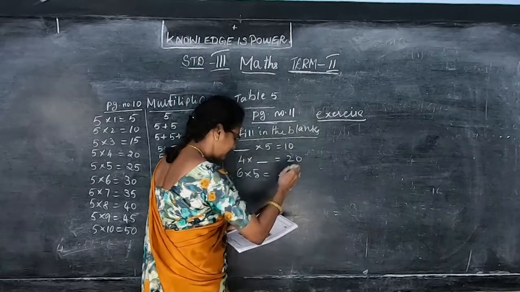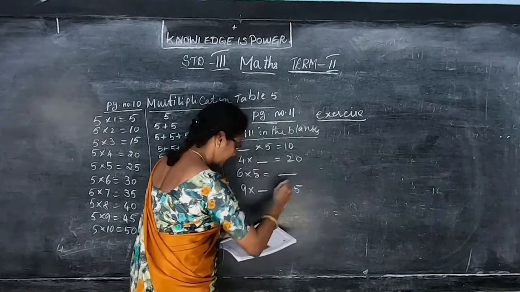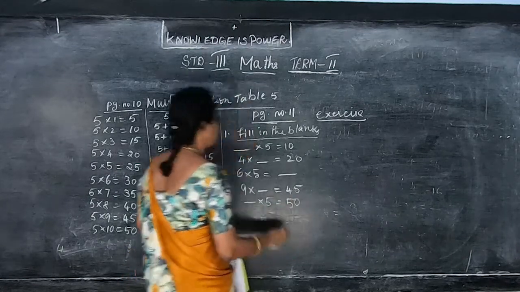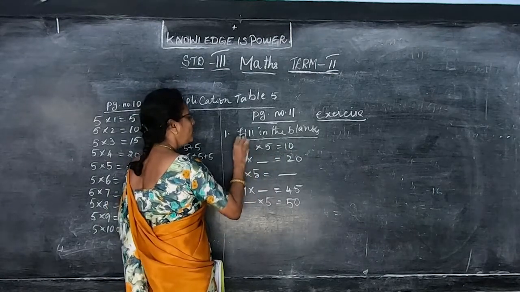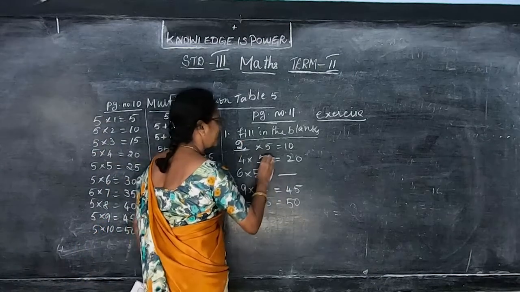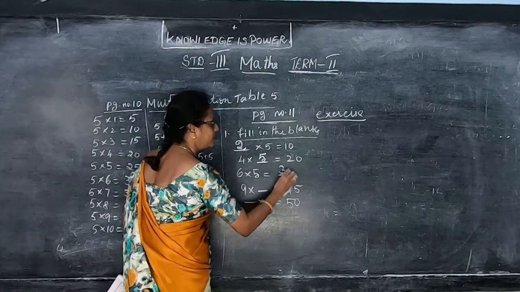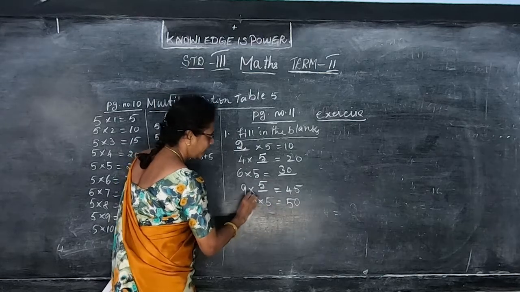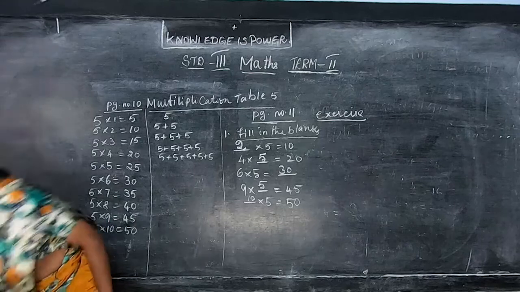So learn the tables, memorize the tables. 9 into dash equal to 45. Dash into 5 is equal to 50. So we can say dash into 5 is equal to 10. 5 2s are 10 or 2 5s are 10. Then 4 into dash equal to 20. 4 5s are 20 or 5 4s are 20. 6 5s are, that gives you 30. 9 5s are 45. 10 5s are 50. Okay children. So this is it.